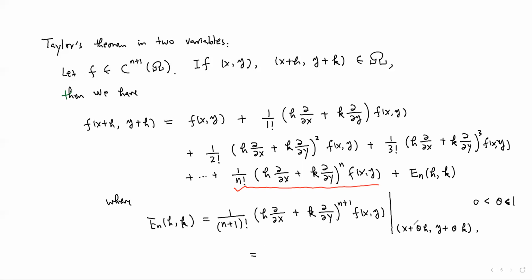Compute this derivative, then plug in the point. So 1 over n plus 1 factorial (h partial x plus k partial y) to the power n plus 1, okay, plug in the point: x plus theta h, y plus theta k. Yeah. This is Taylor's theorem in two variables.